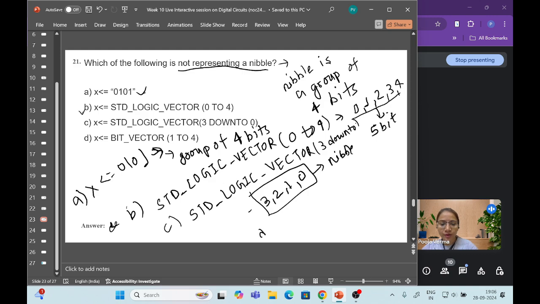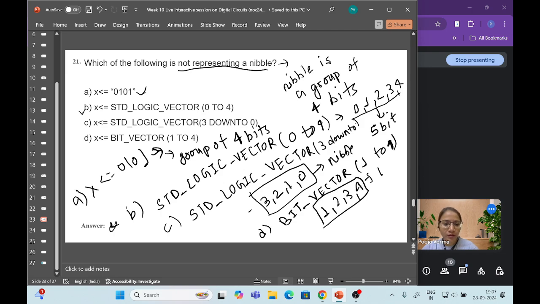Now check the last option, that is a bit vector 1 to 4. That means 1, 2, 3, 4. It is also a group of 4 bits. So it is also representing a nibble. So only option B is not representing a nibble. So option B is the correct answer, because in the question they have asked which of the following is not representing a nibble.